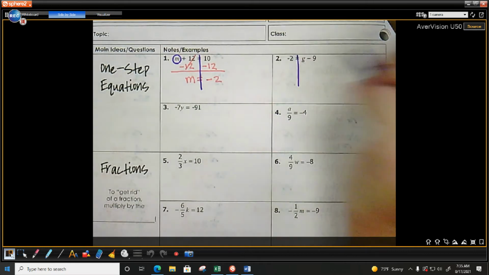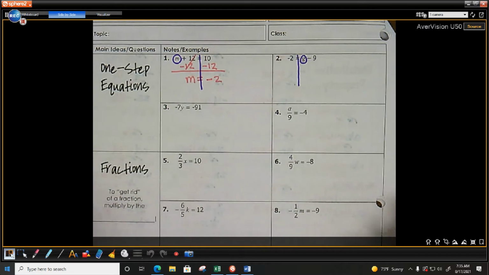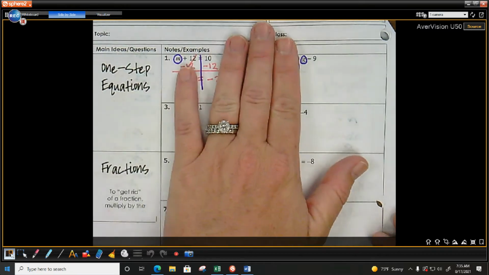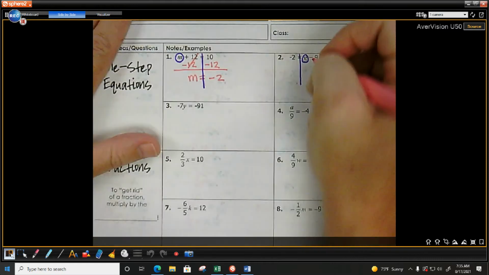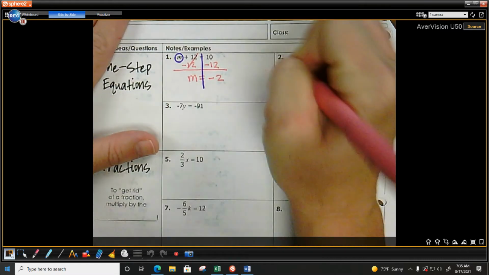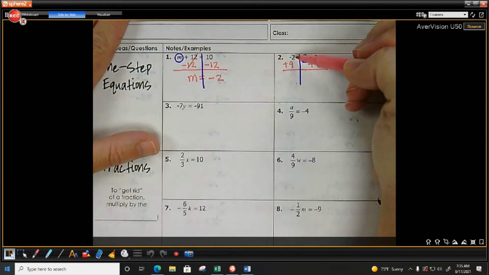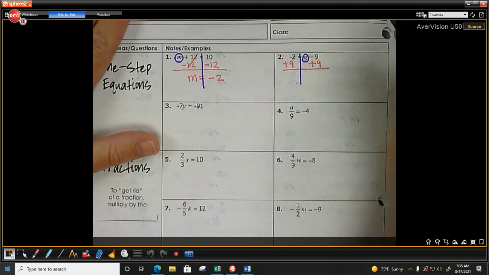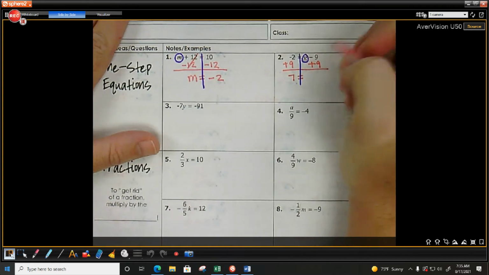So we're going to draw a line through the equals and circle our variable. So I care about what's on the same side as the variable. So looking at that right side, what's on the same side as the variable? A minus 9. What's the opposite of a minus? A plus. So I'm going to add 9 on both sides. What's negative 2 plus 9? 7. What happens with negative 9 plus 9?